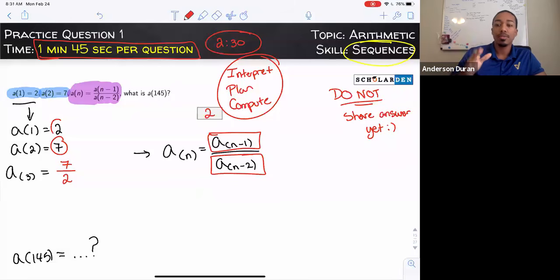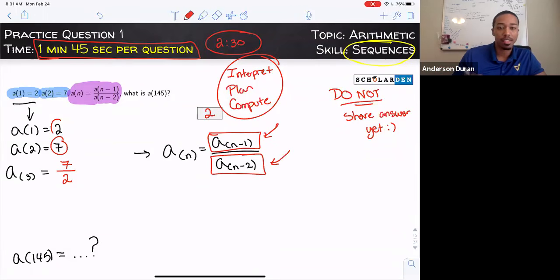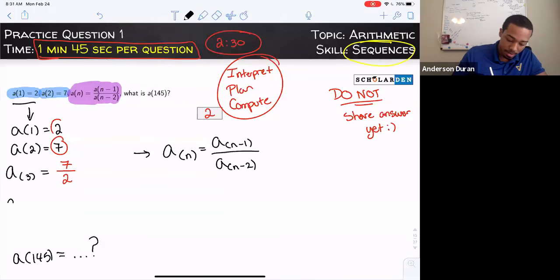So everybody, if you were confused by this problem, do you understand at least now what this means in terms of what it asks you to do? Which means, again, take the previous term and divide it by the second previous to get the next term. So let us know, yes or no. If you were confused before on that part, let me know if that makes sense so far. Because moving forward now, we're going to go ahead and find a of 4.